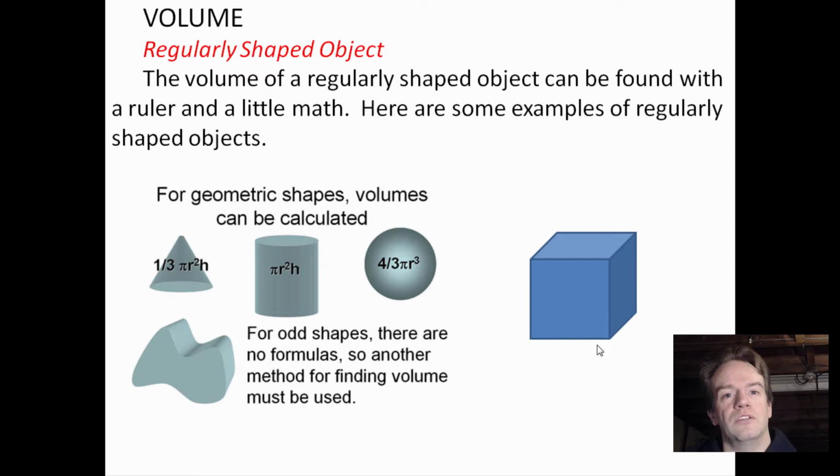Volume is a little more complicated than just using a balance. There are several different ways we can find volume. The first is if we have a regularly shaped object, like a cylinder, or a cube, or a sphere. There are ways we can calculate the volume of regularly shaped objects, such as finding the length, the width, and the height of an object and multiplying them together. But there are also objects that are irregularly shaped, meaning it's difficult to do that with a ruler and find the volume. So we have to have some other method.